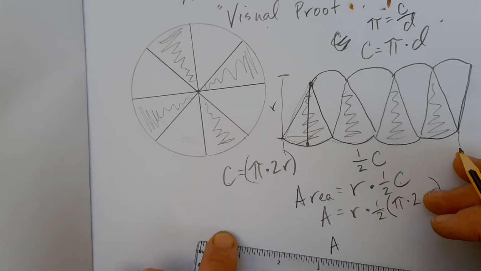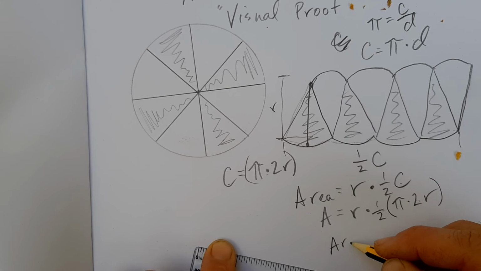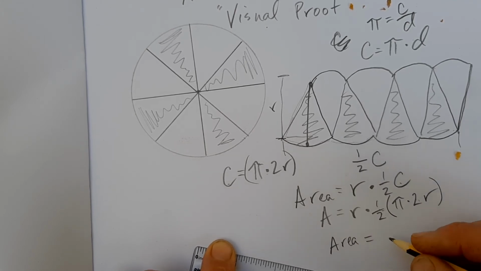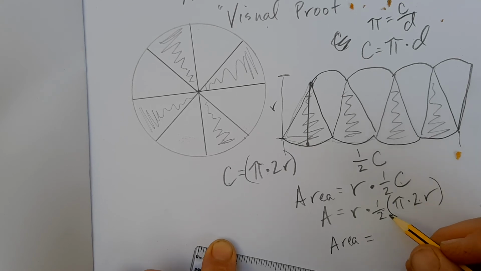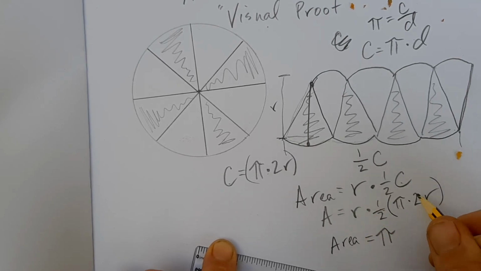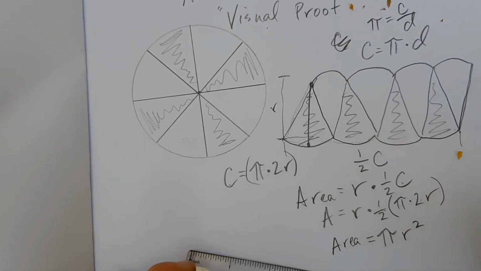Oops, almost off my page. Area of the circle equals 1/2 times 2 is 1, so I'm left with pi times radius times radius, radius squared. So it's a nice little visual proof.